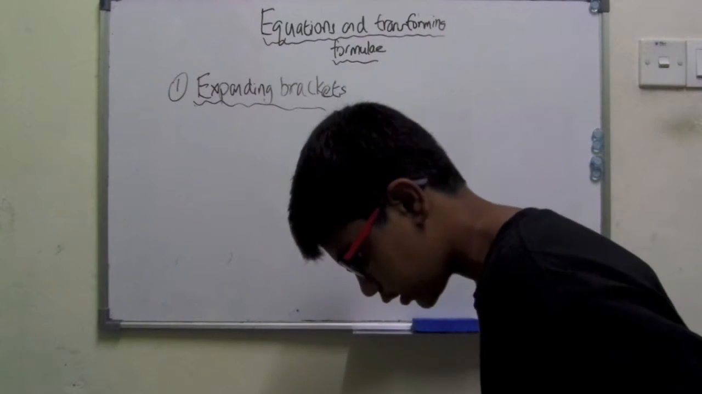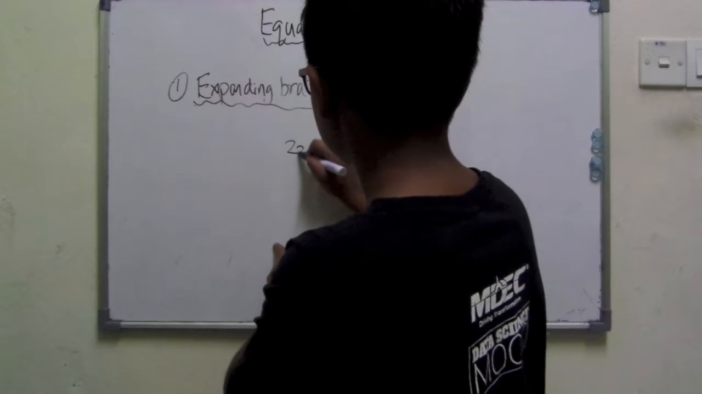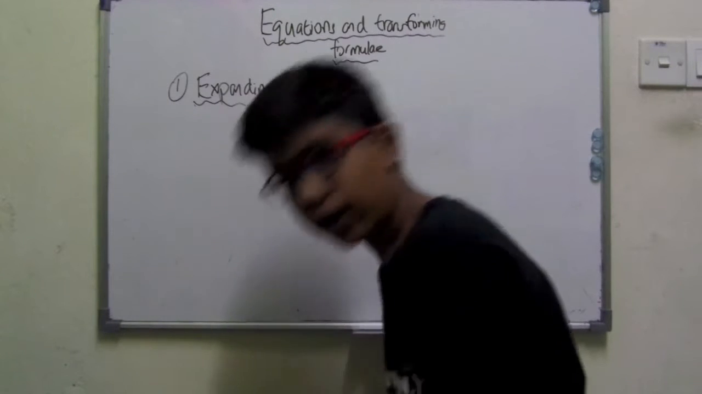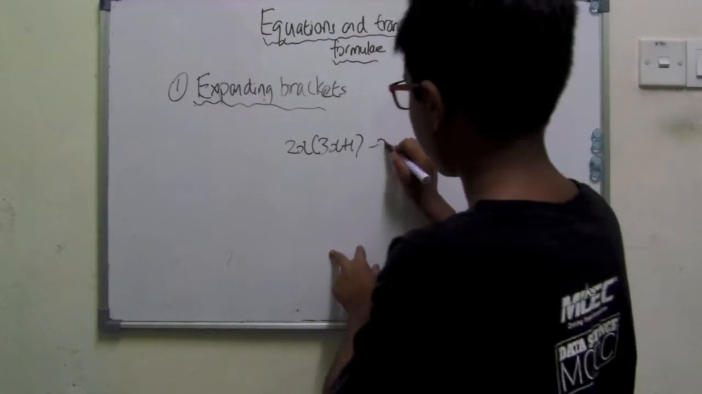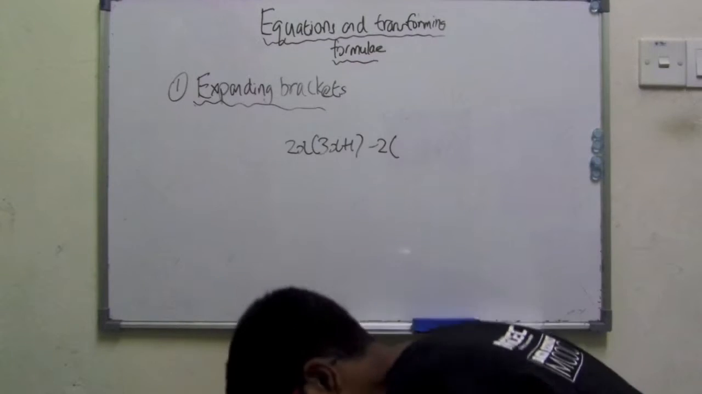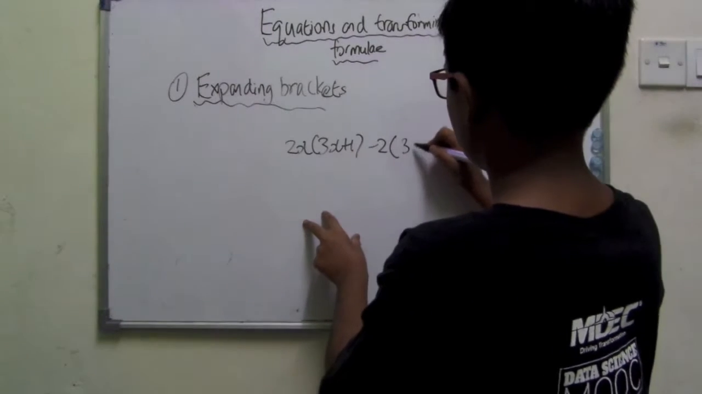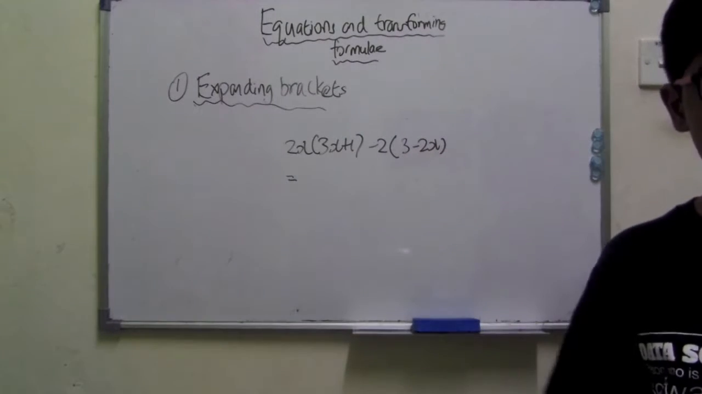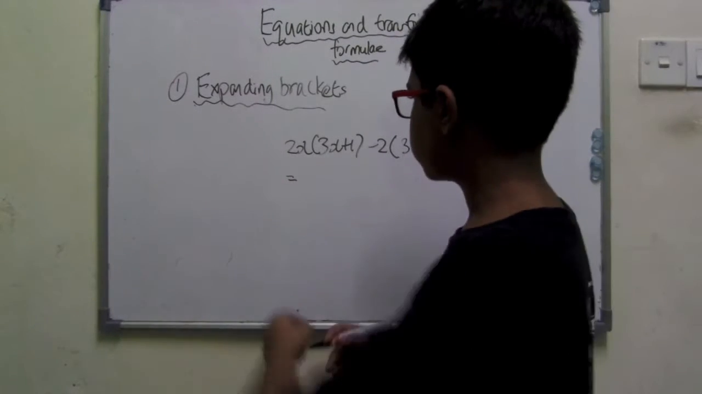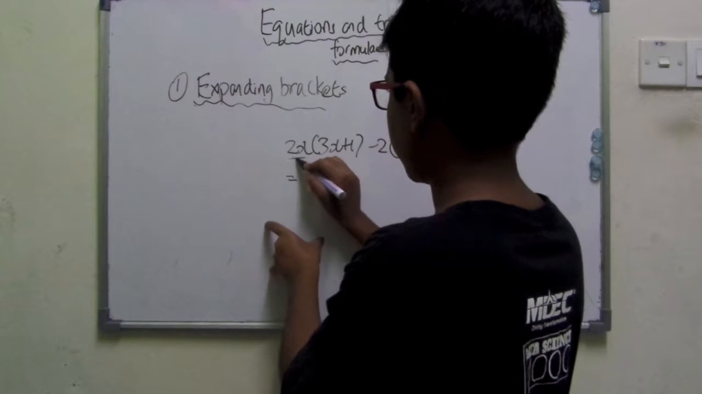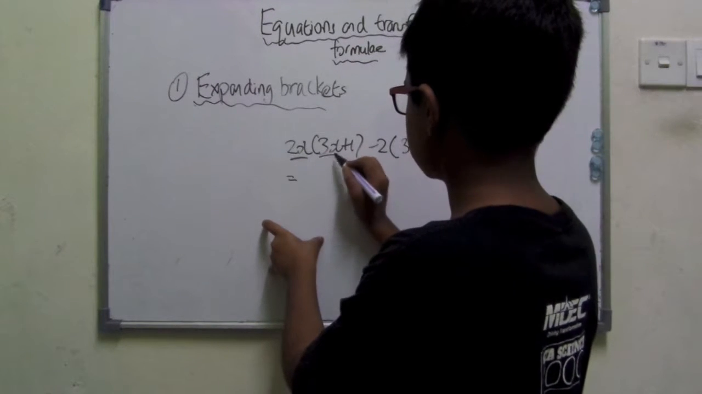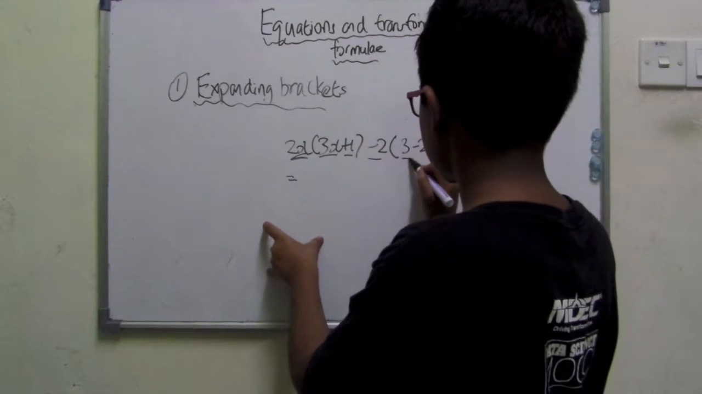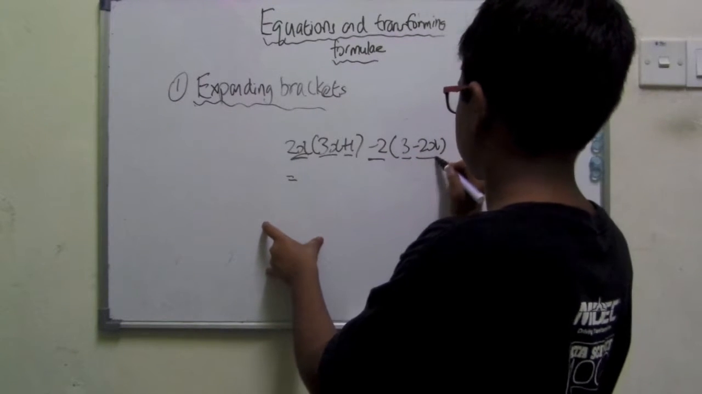Let's see. Okay, 3x plus 1, and we have minus 2, we have 3 minus 2x. We're going to solve this function to make it one complete equation. So what we have to do now is multiply 2x, which is outside, by 3x, 2x by 1, negative 2 by 3, and negative 2 by negative 2x.